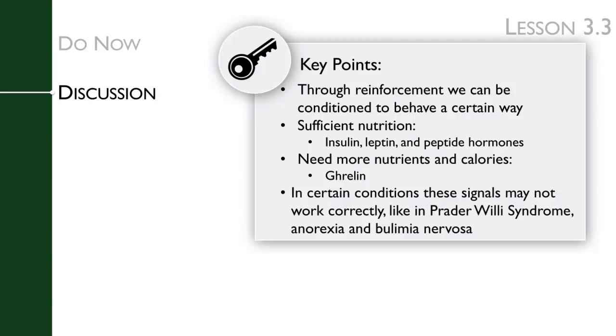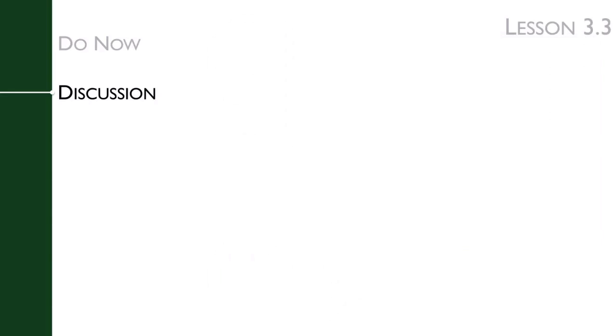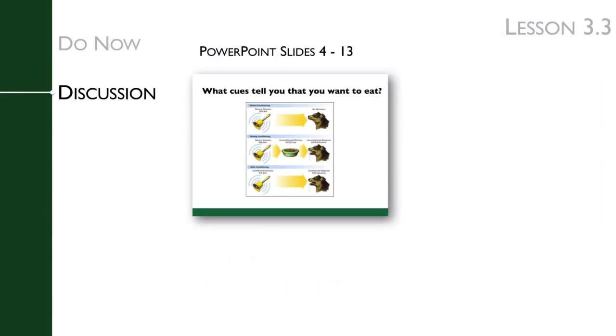In certain conditions, these signals may not work correctly, like in Prader-Willi syndrome, anorexia, and bulimia nervosa. We'll get there by engaging students in a Socratic discussion and by watching a video clip. The discussion starts with linking Pavlov's dog's experiments to us. We could be conditioned to respond to outside cues that make us feel hungry, but how does this actually work?